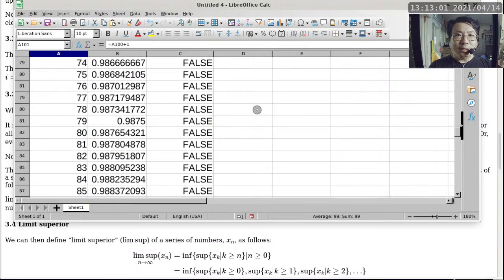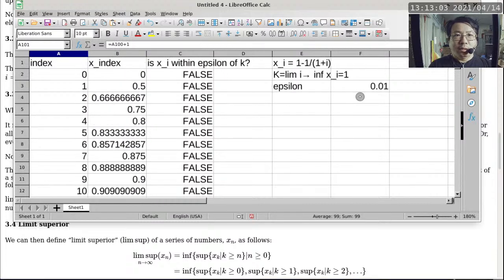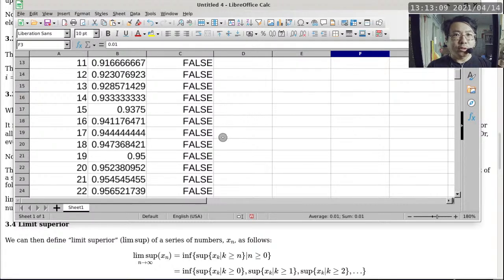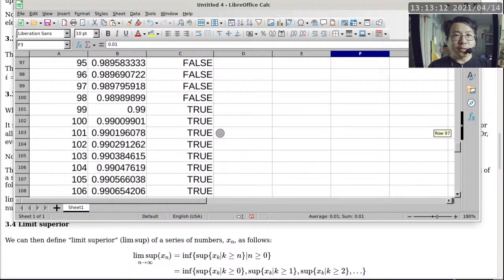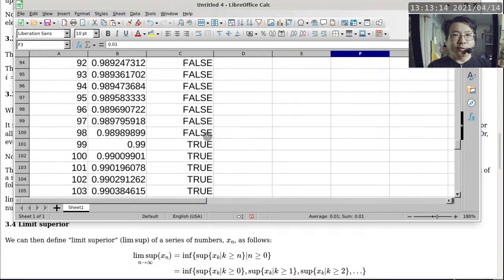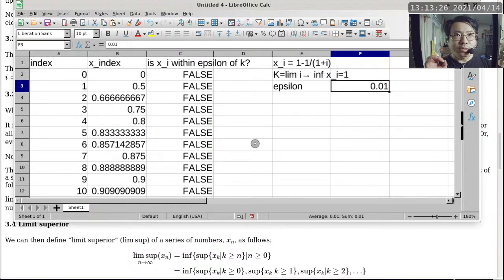So the idea is I can make this epsilon smaller and smaller, and all that's going to do is push the index of when we have the false to true transition further and further down. But it's always going to be possible. That is the whole point. It's always possible to find an m to meet the requirement as long as epsilon is greater than 0.